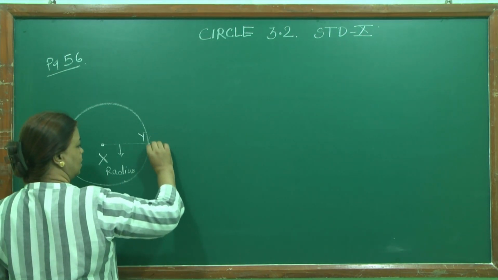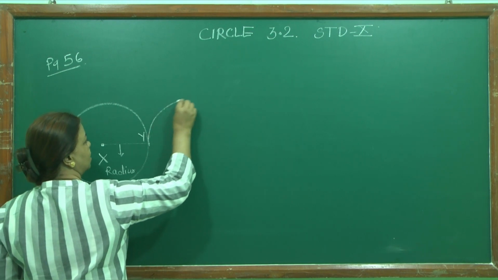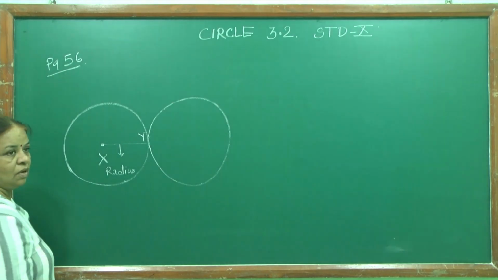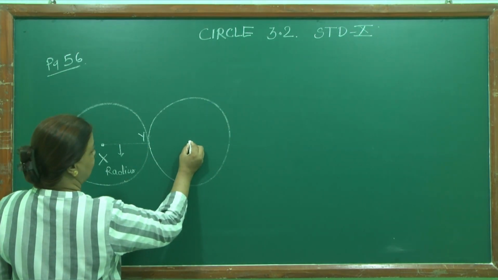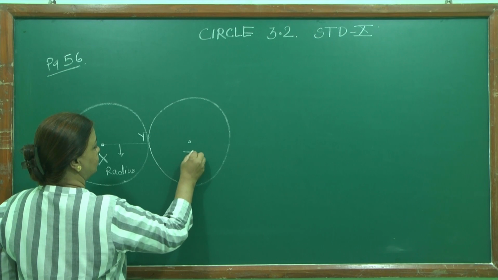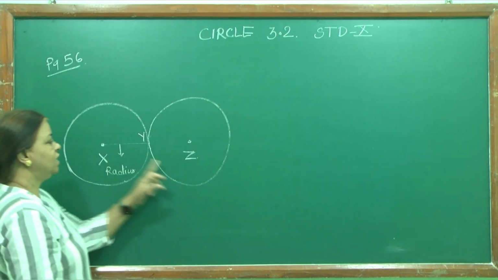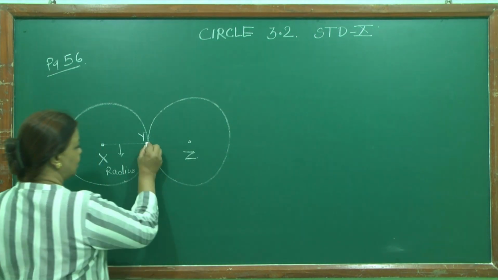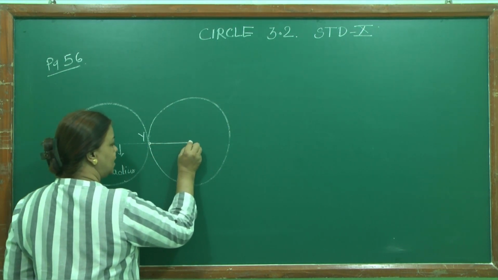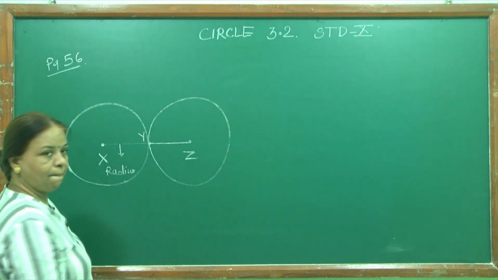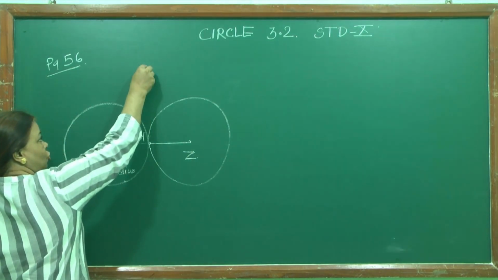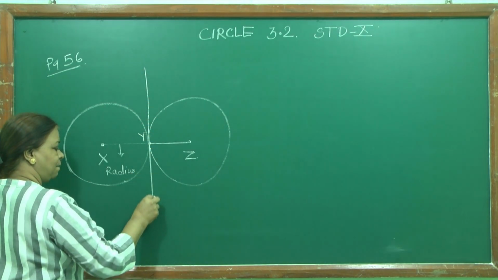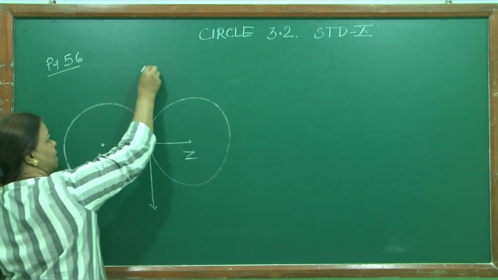Now draw another circle which has the radius Z, and draw it in such a way that both the circles touch each other at the point Y, and YZ is the radius of this circle. Now draw a line which passes through the point Y, and this line is L.